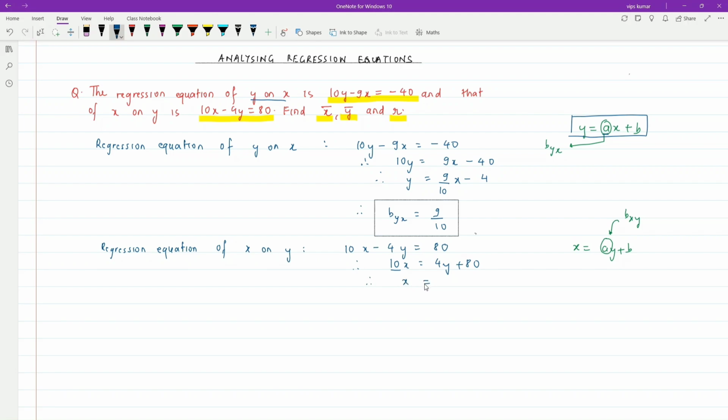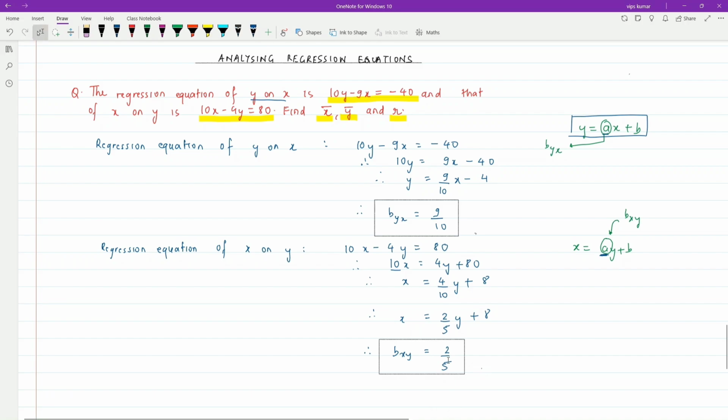So we have x here. On the right, we will get 4 by 10y plus 80 by 10, which is 8. Simplification gives us x is equal to 2 by 5y plus 8. You can see that the coefficient of y over here is 2 by 5, and that tells us that the bxy value is going to be 2 over 5.